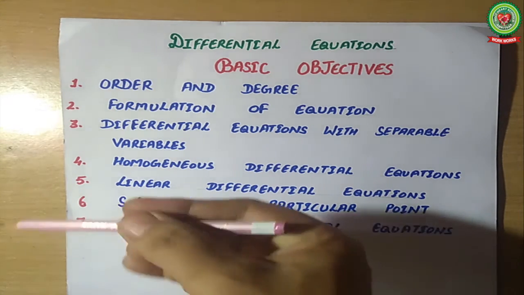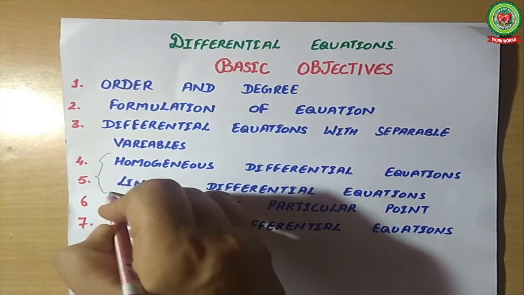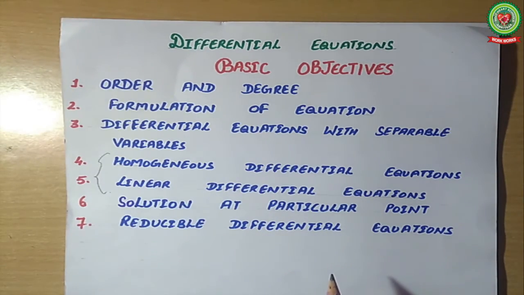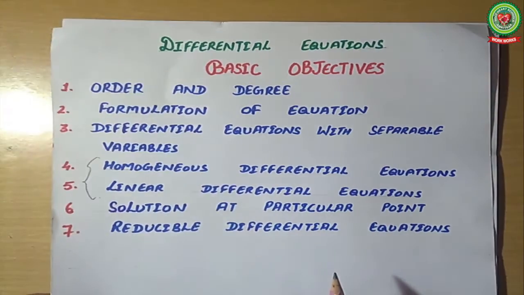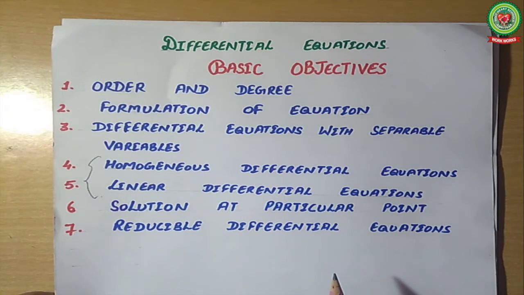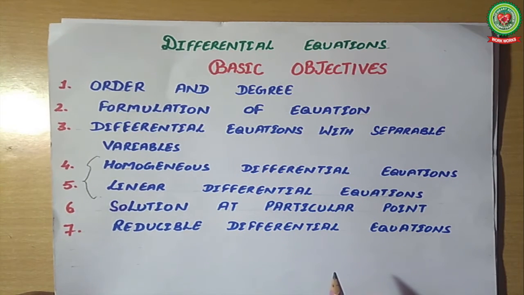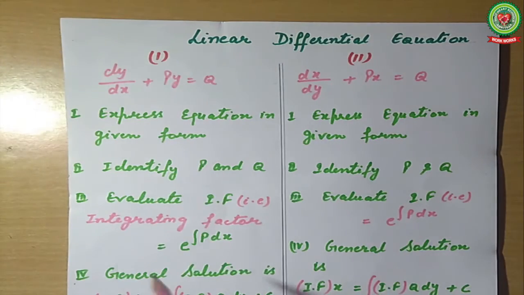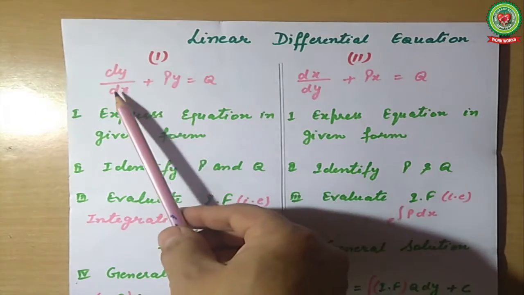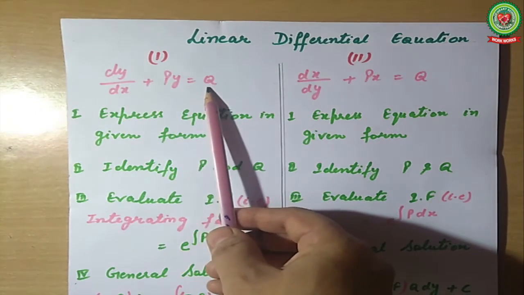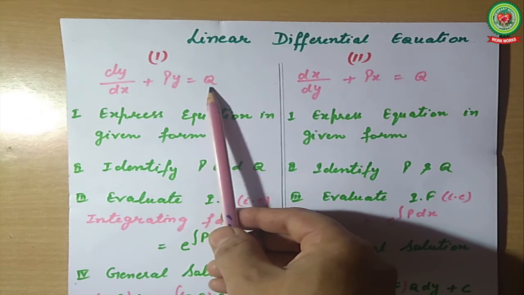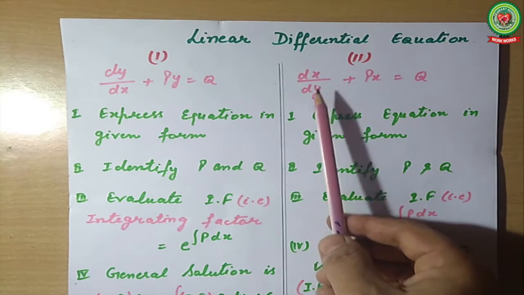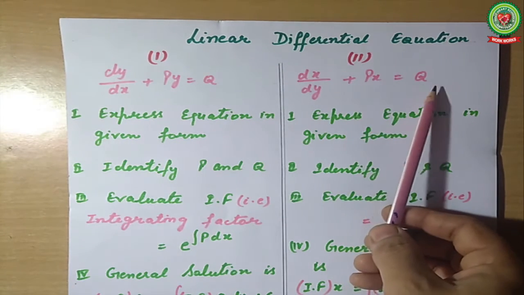These two topics are very important. Now, just as the homogeneous differential equation has two types, the linear differential equation is also of two types. The first type is dy upon dx plus py is equal to q. And the second type is dx upon dy plus px is equal to q.